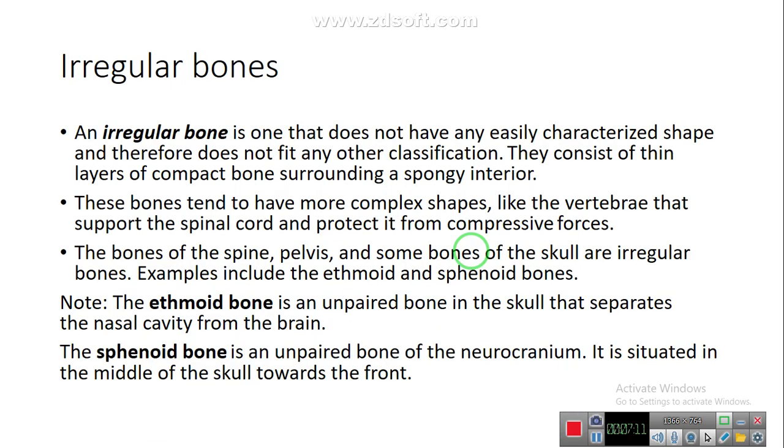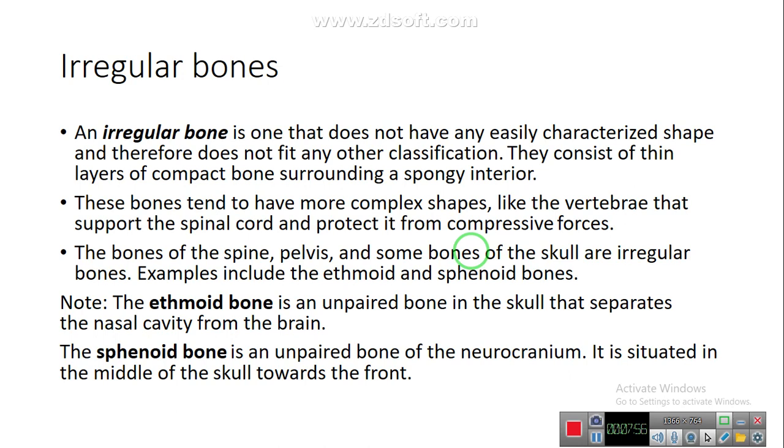Now comes the irregular bones. An irregular bone is one that does not have any definite shape, and therefore it does not fit into any other classification. They consist of thin layers of compact bone surrounding a spongy interior, and these bones tend to have more complex shapes, like the vertebrae, which support the spinal cord and provide protection from external forces. The bones of the spine, pelvis, and some bones of the skull are also irregular bones.